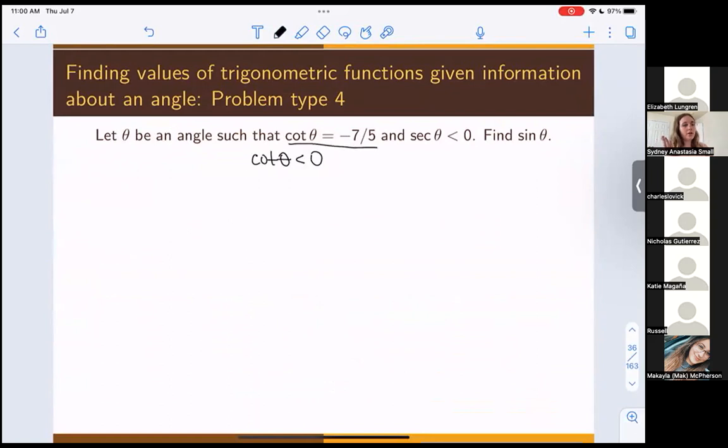What quadrant is the cotangent negative in? Well, just like tangent, the cotangent is a ratio of x's to y's.